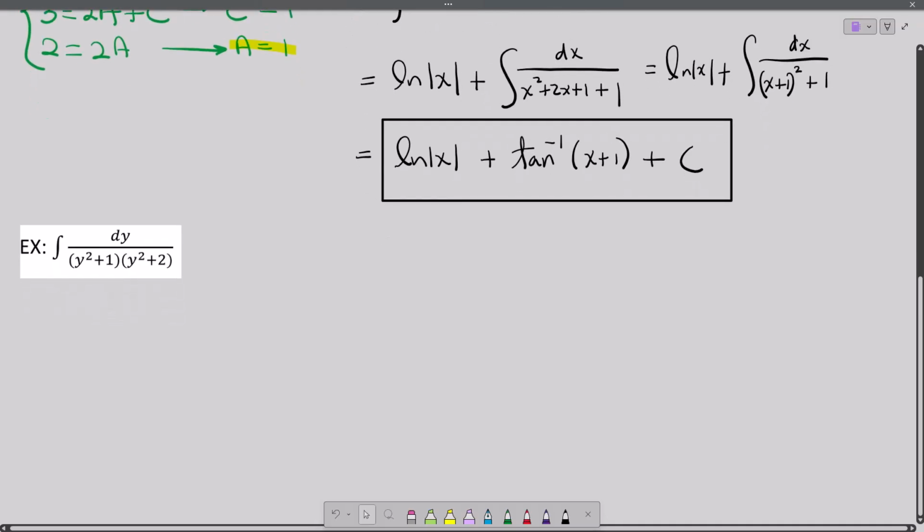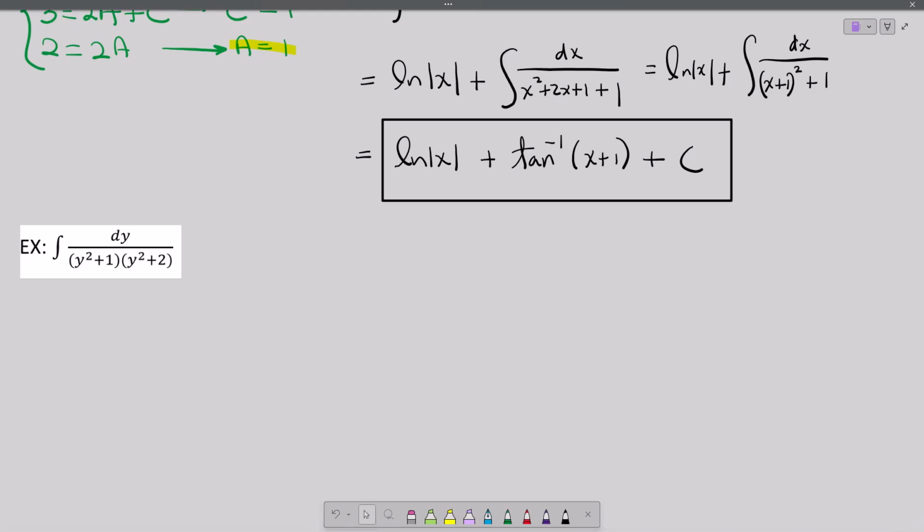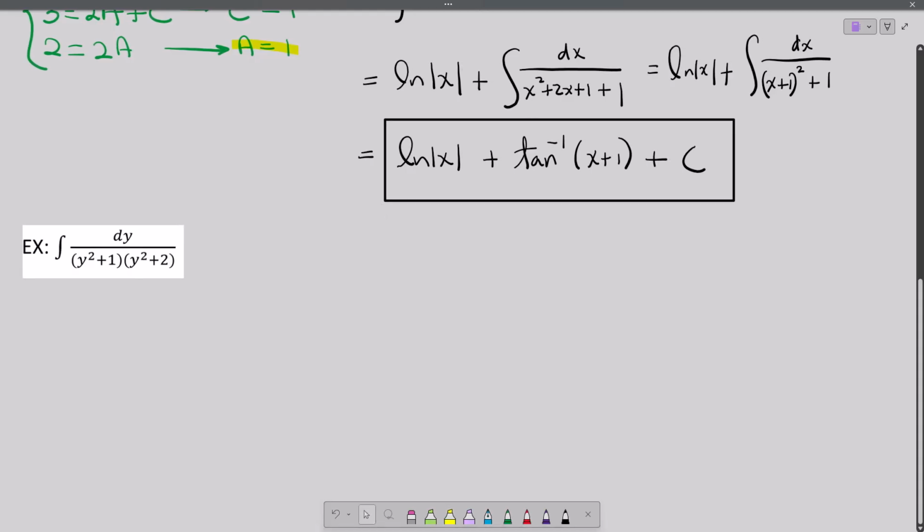All right, this one is as bad as it gets. There are 2 irreducible quadratics. So this first one, that's irreducible, a sum of squares. Well, that's also a sum of squares, right? That's y squared plus the square root of 2 squared. So you can also think of that as a sum of squares. Sums of squares are never factorable without imaginaries.